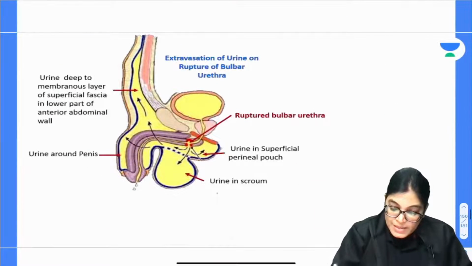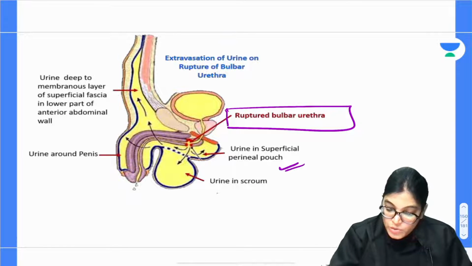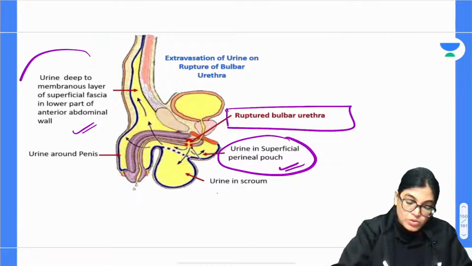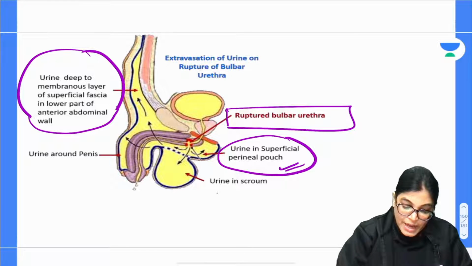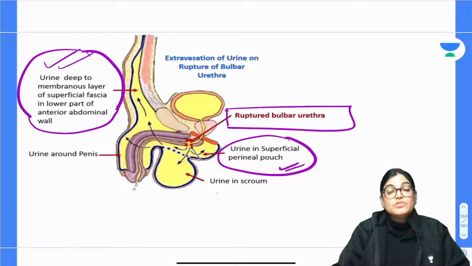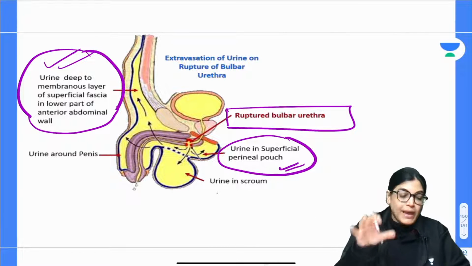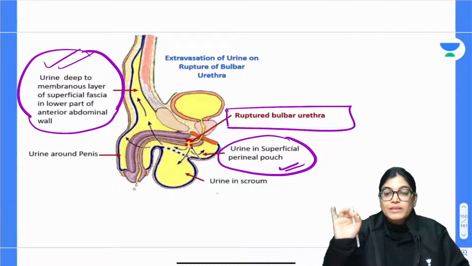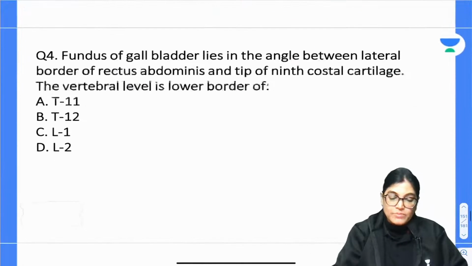See the diagram. See here, when there is rupture of bulbar urethra or the spongy urethra, you can see the urine accumulation occurs in the superficial perineal pouch, and there it can also ascend in an upward direction. In this diagram you can clearly see it can also ascend just over the lower part of the anterior abdominal wall, but it will not go into the extraperitoneal space. Extraperitoneal space accumulation will happen if there is injury of the membranous part of urethra, if there is injury of the urogenital diaphragm. Okay, let's move on to the next MCQ, that is MCQ number 4.